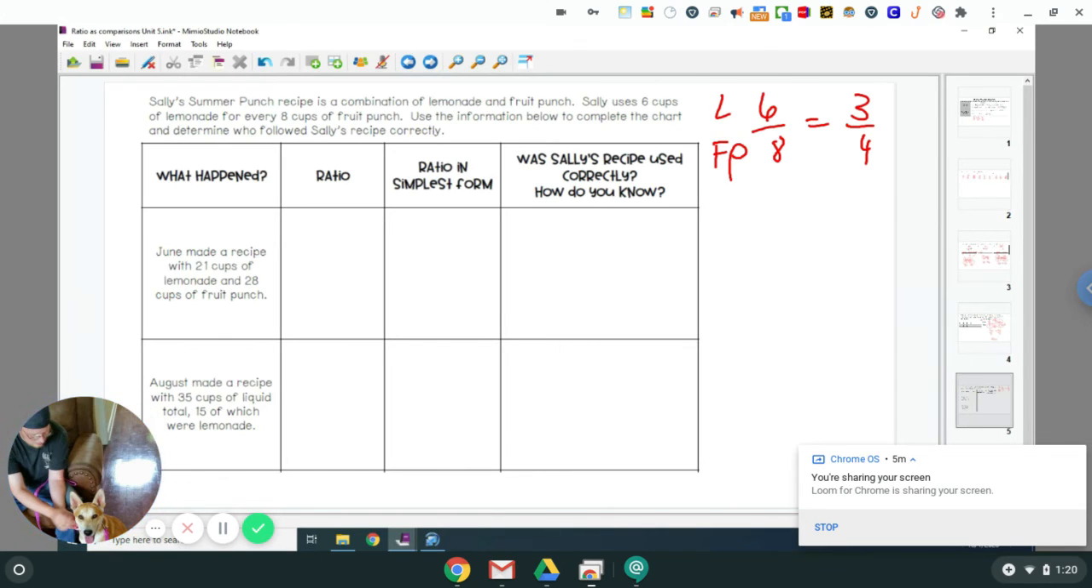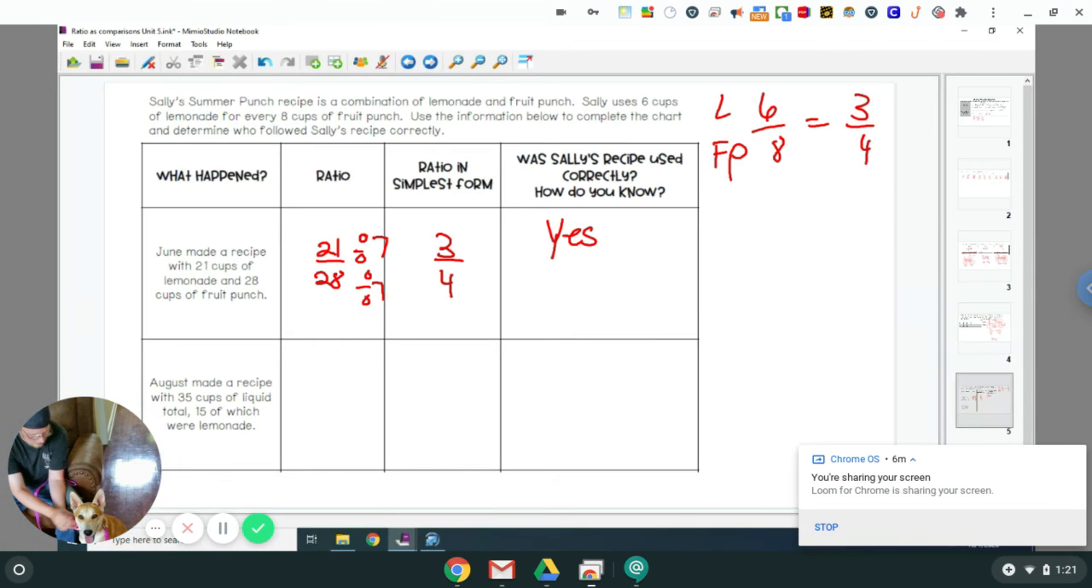So now what we're going to do is determine if these scenarios are similar to Sally's. It says June made a recipe of 21 cups of lemonade and 28 cups of fruit punch. So that'd be 21 over 28, which can be reduced by dividing the top and the bottom by 7. 21 divided by 7 is 3, and 28 divided by 7 is 4. So the ratio in simplest form is 3/4, which is the same as Sally's. So you say yes, because they share the same ratio.